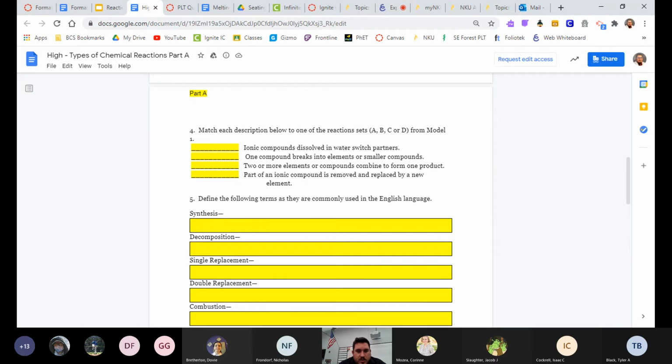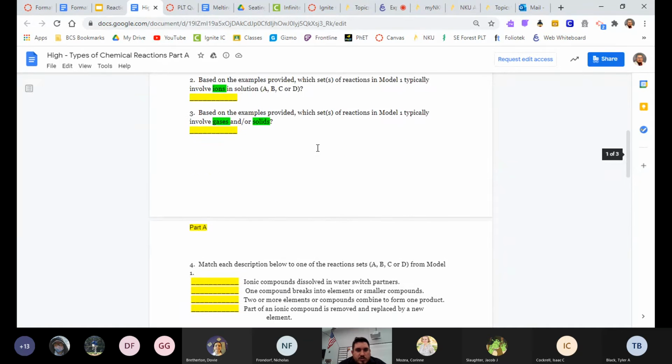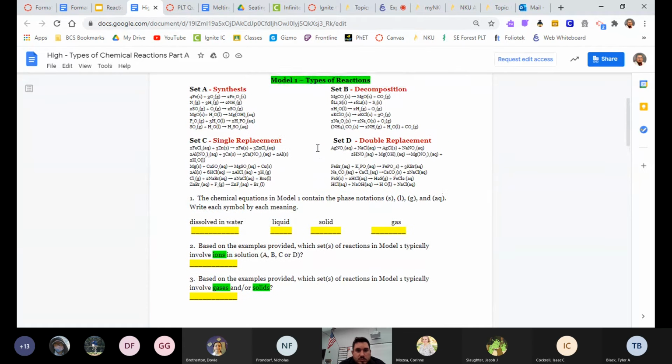She'll give you guys a minute to work on that one. Did everybody agree with Dobie and Isaac on that? Dobie said ionic compounds dissolve in water and switch partners. So you're looking for two compounds.